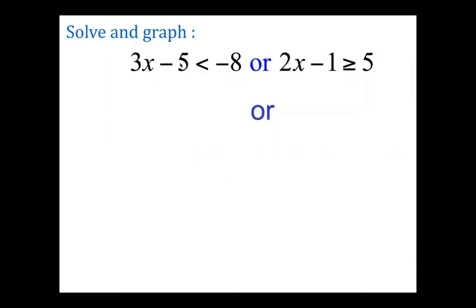Now we have 3x minus 5 is less than 8, or 2x minus 1 is greater than or equal to 5. So the way we're going to solve this is we're just going to go ahead and solve 3x minus 5 is less than 8 as one inequality, and then 2x minus 1 is greater than or equal to 5 as another inequality. So carry out your standard operations. You would first undo subtraction, so that would be +5 on both sides.